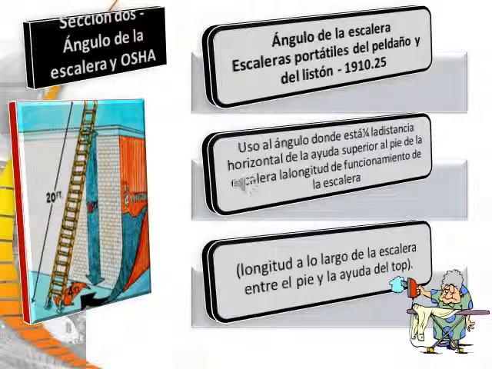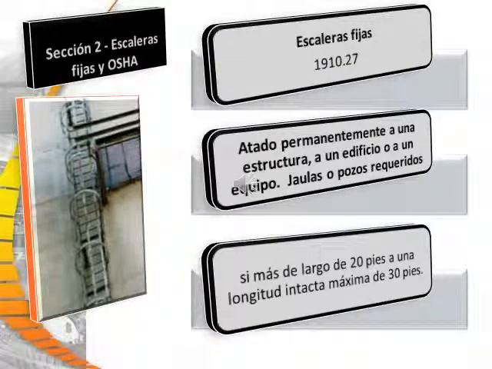Use at an angle where the horizontal distance from the top support to the foot of the ladder is 1/4 the working length of the ladder, the length along the ladder between the foot and top support. Fixed ladders. These are structures permanently attached to a structure, a building, or equipment. They use cages or wells if longer than 20 feet, to a maximum unbroken length of 30 feet.